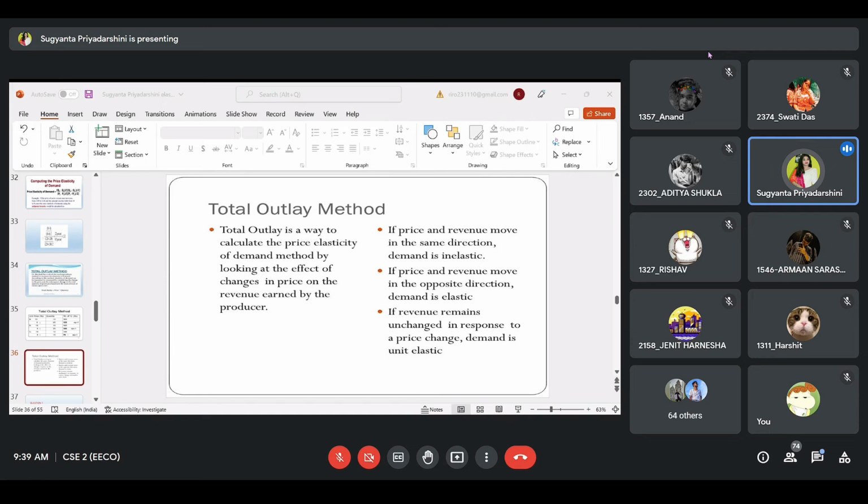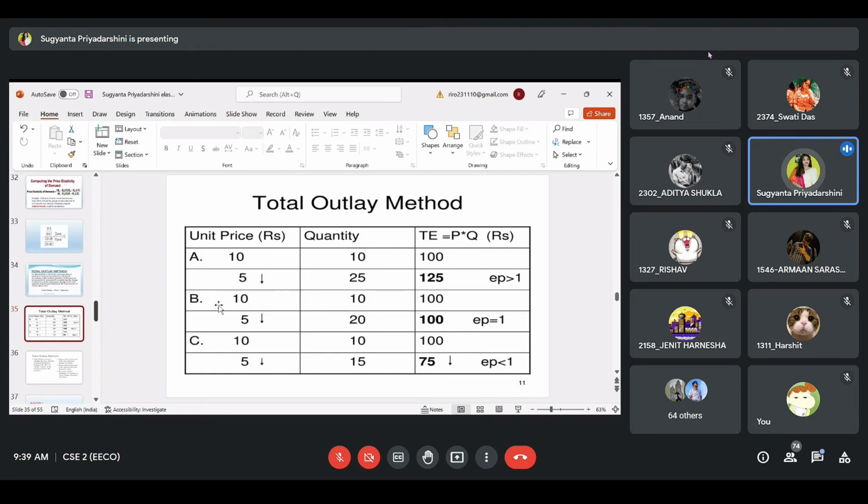In case of total expenditure in unit elastic, we will see that even if your price is changing, your total expenditure will remain constant. It is not going to change at all. As you can see here, the price is 10, quantity is 10, so total expenditure is 100. When the price falls from 10 to 5, the quantity is 20, but again total expenditure is 5 into 20, which is 100. So your price is changing, but your total expenditure is remaining constant, that is 100. That is the case of unit elasticity. Is it understood now, Ayushman?